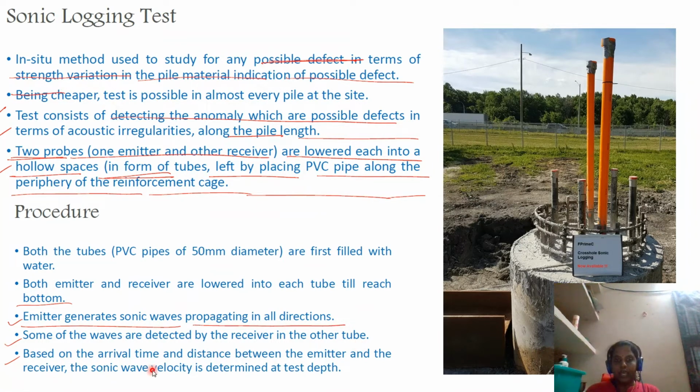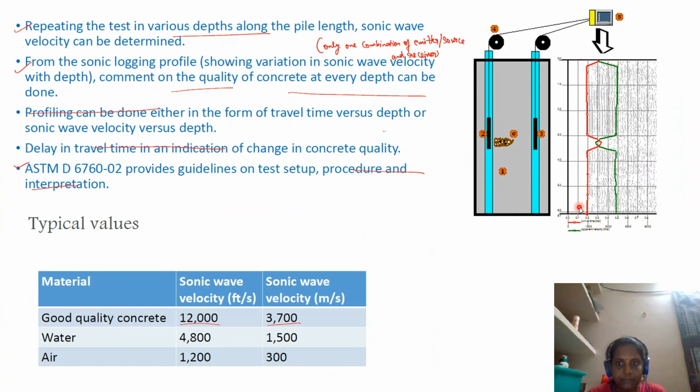Based on the arrival time and the distance between the emitter and the receiver, you will calculate the sonic wave velocity. We will know the distance between the pipes, and we will know the time taken for the sonic wave to travel from one pipe to another. That way we will be able to calculate the sonic wave velocity.